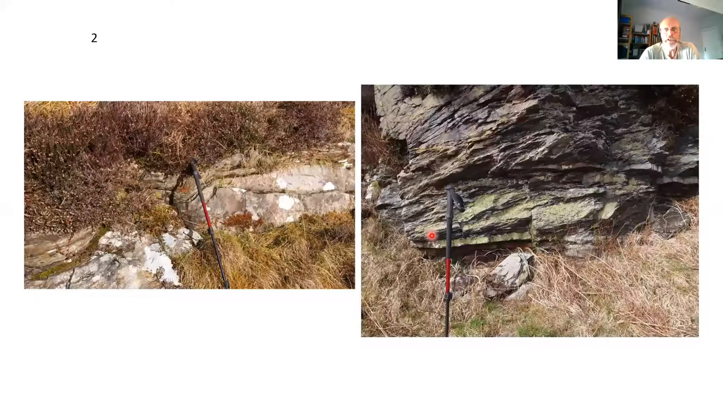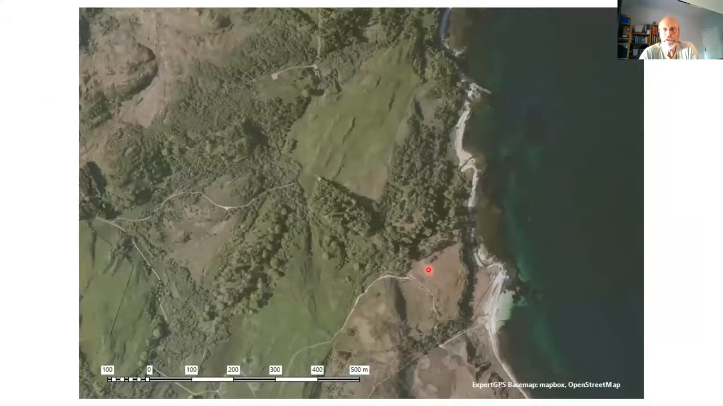First rocks we see are some of these metasandstones, metasiltstones and metamudstones. Again, quite a lot of cleavage in it. When there are fluids and you get metamudstone, you will get some metamorphic geology. These are part of the Losset Formation. And then we're going to follow this track.